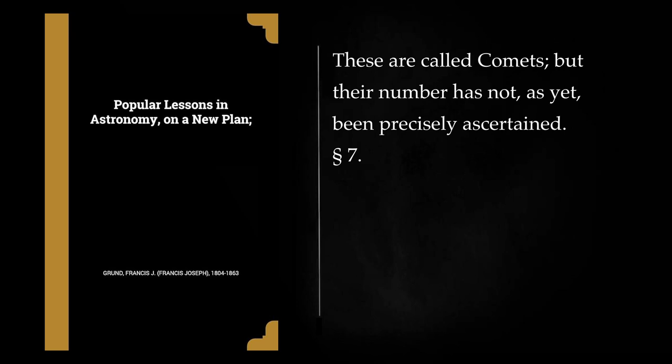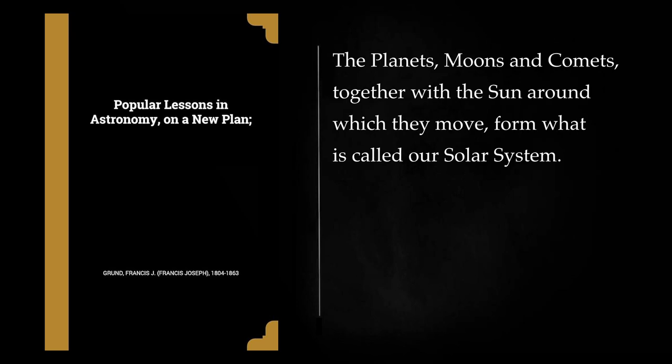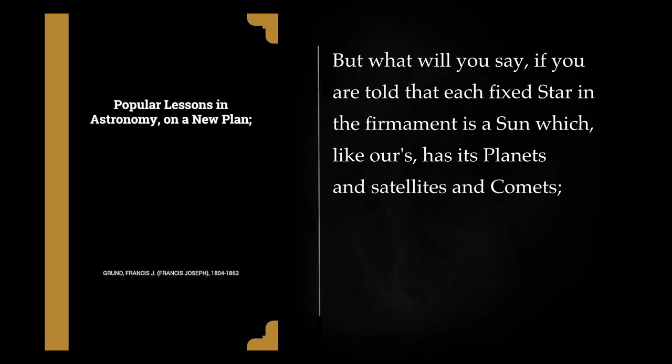Section 7. The planets, moons and comets, together with the sun around which they move, form what is called our solar system. But what will you say, if you are told that each fixed star in the firmament is a sun which, like ours, has its planets and satellites and comets?